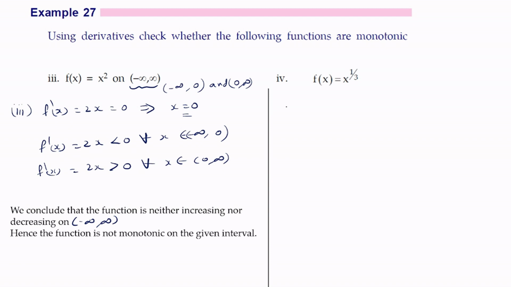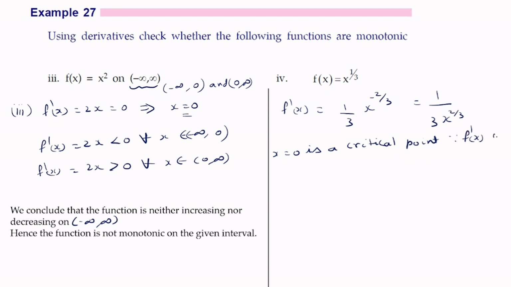So let us find f dash of x. f dash of x is equal to 1 by 3 into x raised to 1 by 3 minus 1, which is minus 2 by 3. So it is 1 by 3 into x raised to 2 by 3. So here we can see that x is equal to 0 is a critical point since f dash of x is not defined at x is equal to 0.